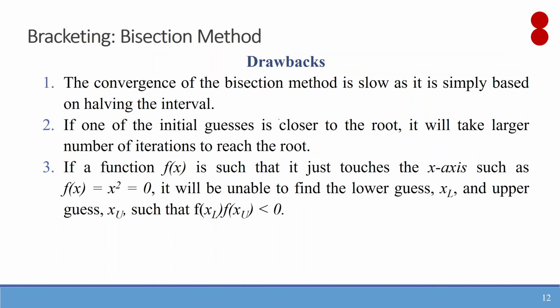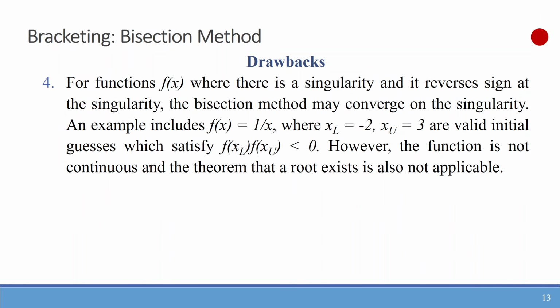However, it has its drawbacks. The convergence of the bisection method is slow, as it is simply based on halving the interval. If one of the initial guesses is closer to the root, it will still take a larger number of iterations to reach the root. And if f of x is such that it just touches the x-axis, such as f of x equals x squared equals 0, it will be unable to find the lower guess and upper guess such that f of xl times f of xu is less than 0. And for functions f of x where there is a singularity and a reverse sign at the singularity, the bisection method may converge on the singularity.